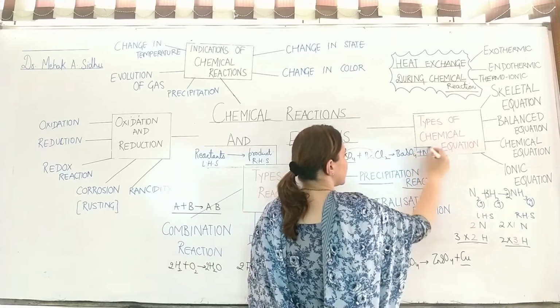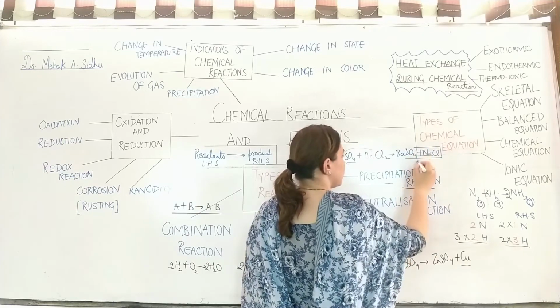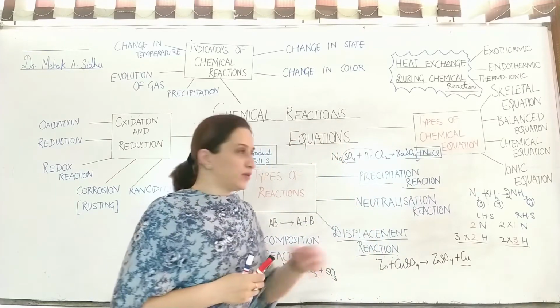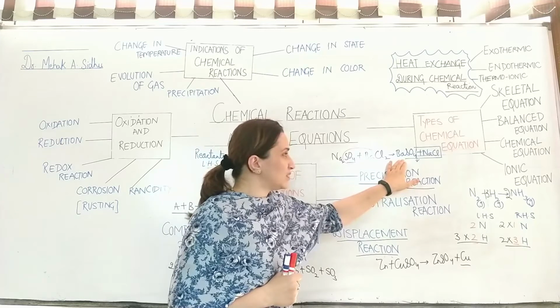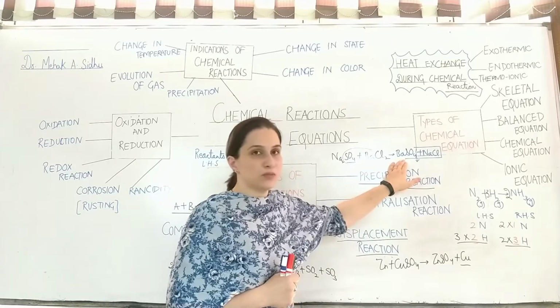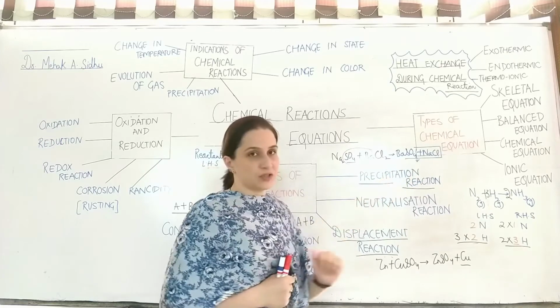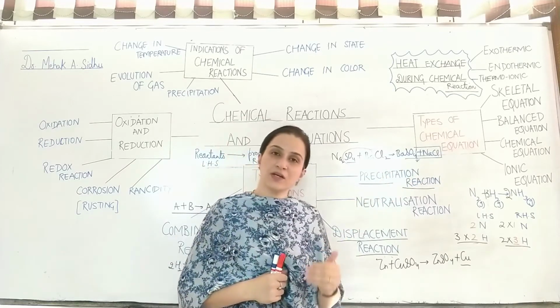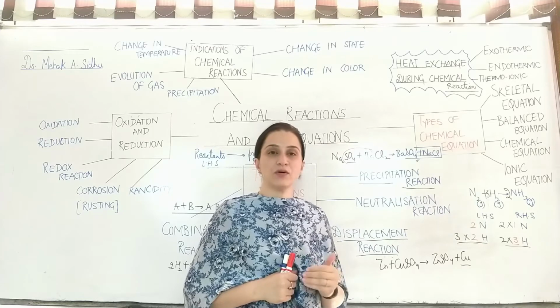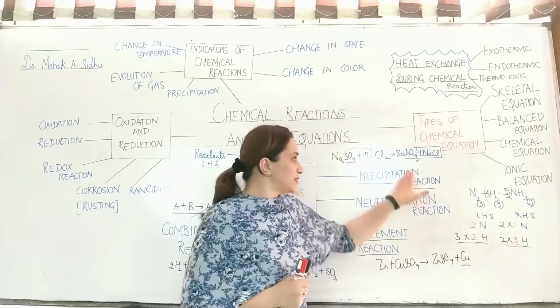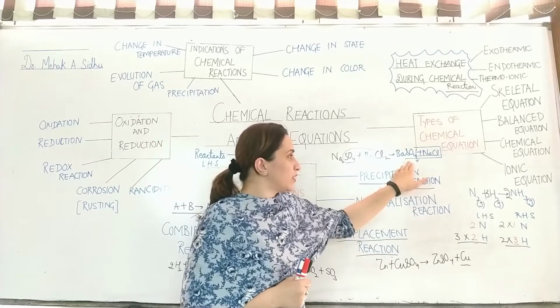In this case, BaSO4 is an insoluble salt that is formed, and that is known as a precipitate. That is why this reaction is also known as a precipitation reaction. Double displacement reactions are also known as precipitation reactions. Why? Because an insoluble salt called a precipitate is formed. And in this case, the precipitate is BaSO4.